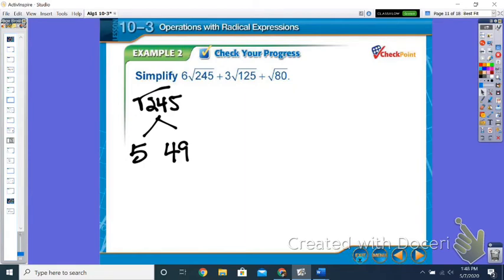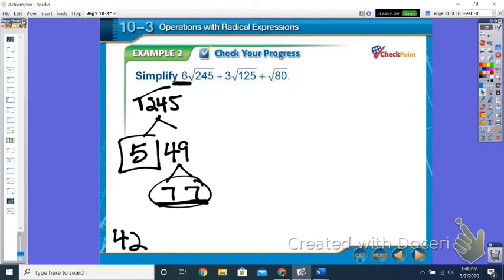5 can't go any further, but 49 is 7 times 7. So there's a pair of 7s and a 5 left alone. And then we had that 6 on the outside to begin with. So one 7 is coming out, and there's already a 6 out there. So 6 times 7 is 42. And then we're going to have a square root of 5 because of the 5 by itself.